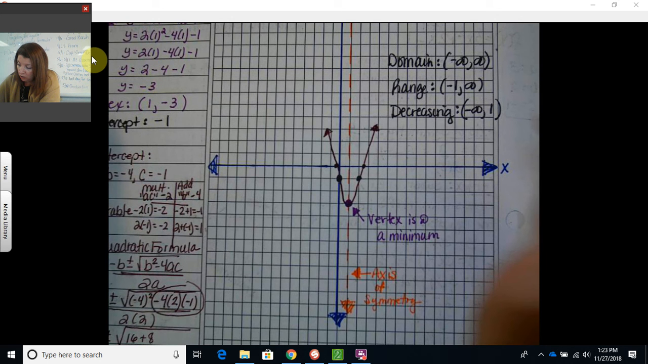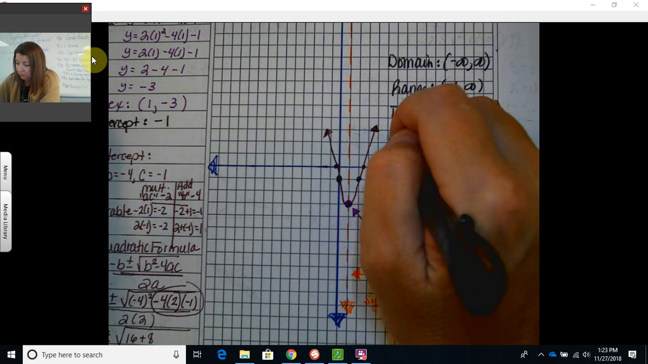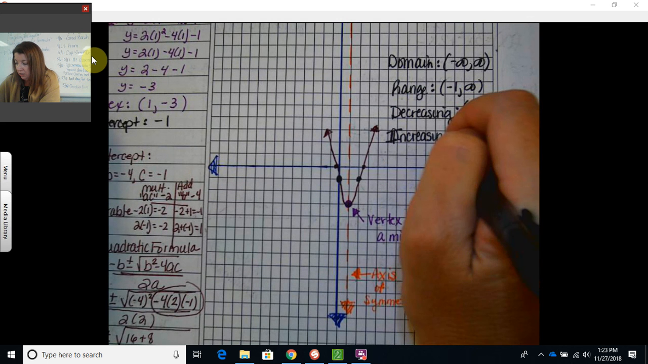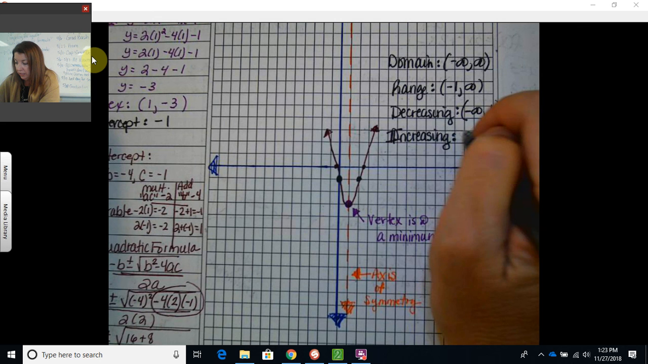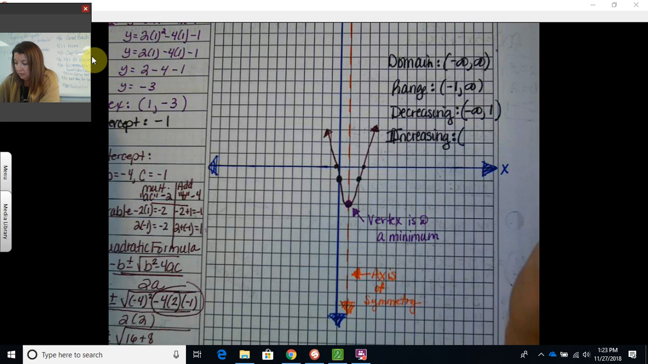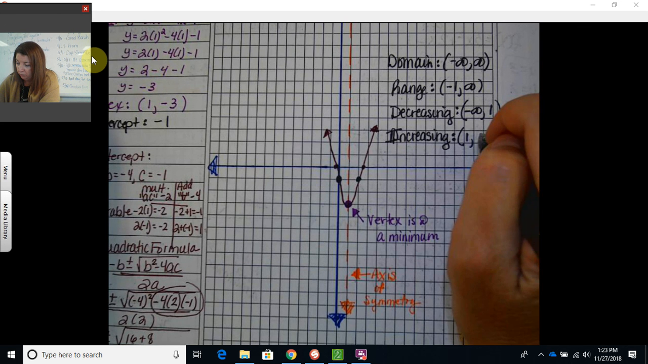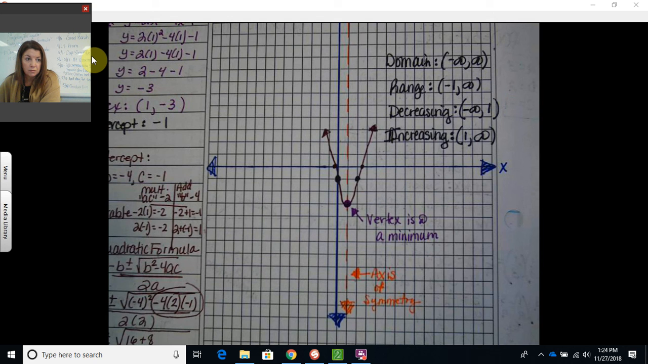So the right side is increasing from left to right. Where does it start increasing on the x-axis? 1. Where does it stop increasing on the x-axis? Positive infinity. Y'all good with that? Excellent.